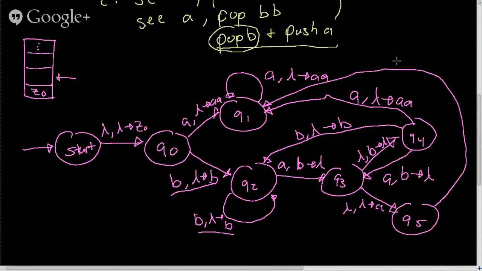So we've popped one B, we pushed an A. If we see an A and lambda, we need to push two more A's so that we can pop B's from there. So if we're here in Q5 and we see a B, then we just need to pop that A that we just pushed. And at that point, we will have an empty stack.